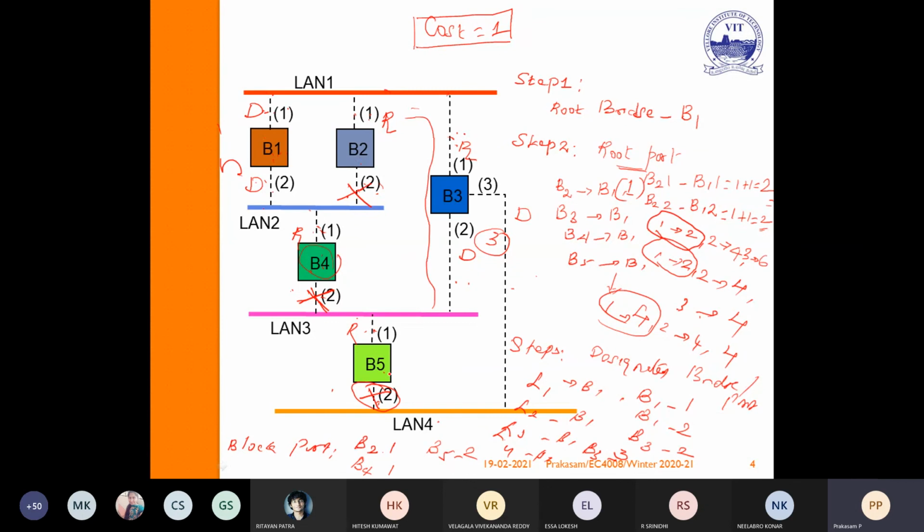Here we have seen bridge IDs 1, 2, 3, 4, 5 as numbers with equal cost. So in the next class we will see an example with the priority ID, with unequal cost, and with the MAC address, as one problem in the next class.